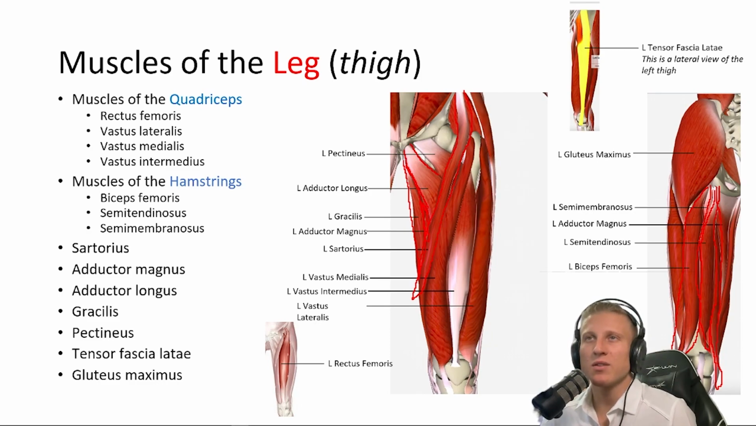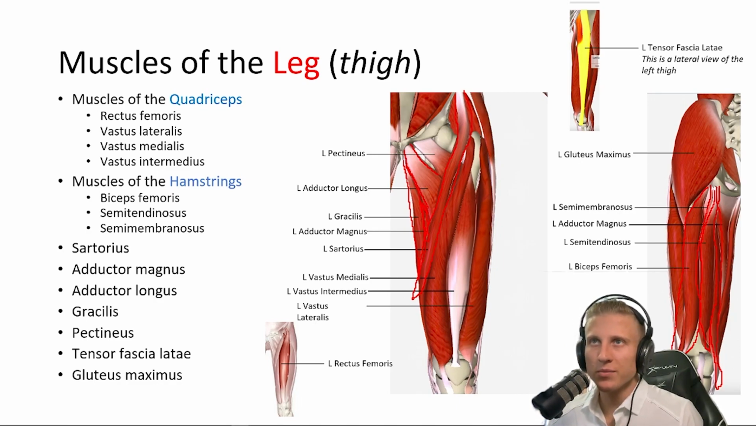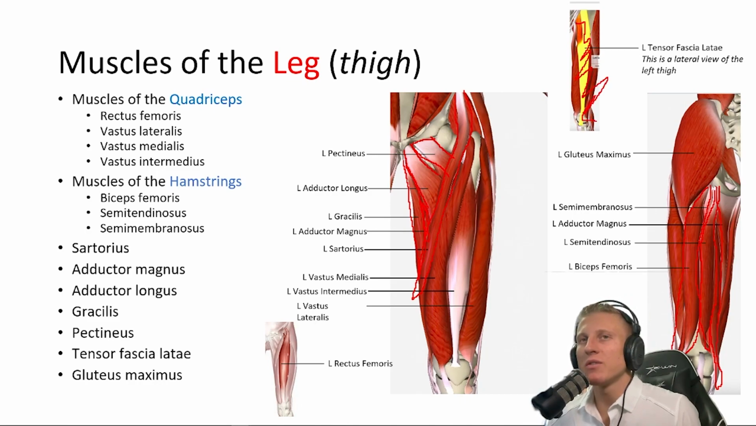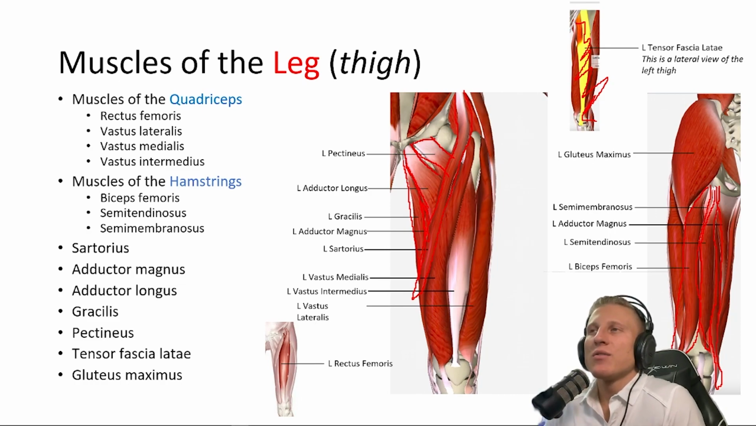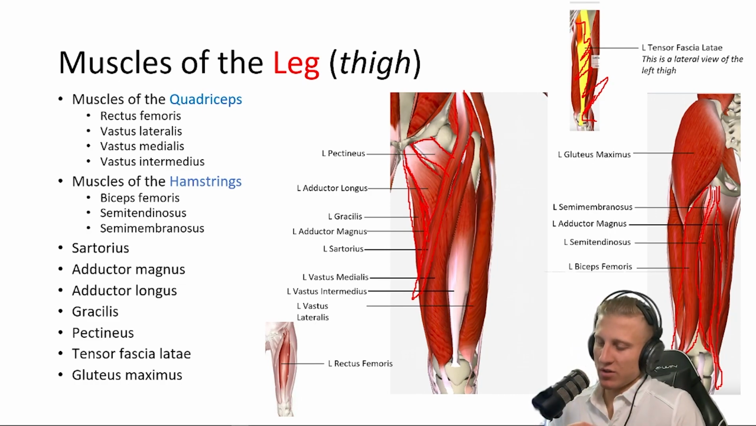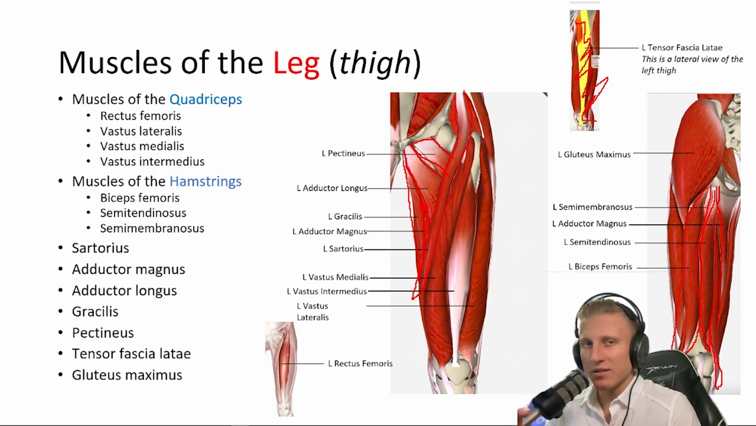Pectineus, kind of another contributor. It's functionally similar to your adductors. This guy right up here. And then we have the tensor fascia latae. Honestly, we're not really going to use this picture. We'll look at this more on the physical model. Tensor fascia latae is associated with your IT band. This is a part of your knee.